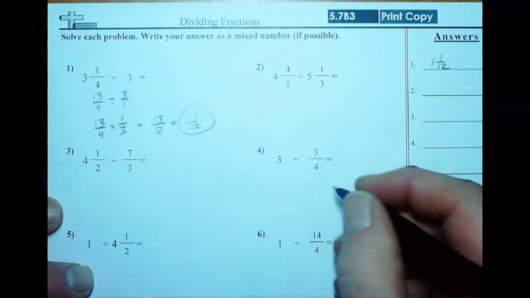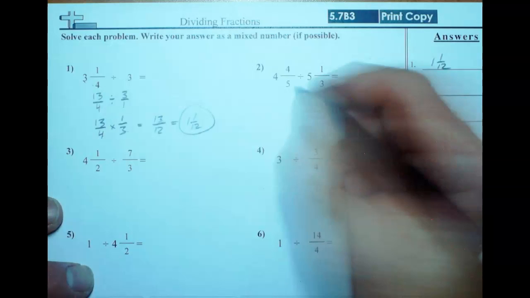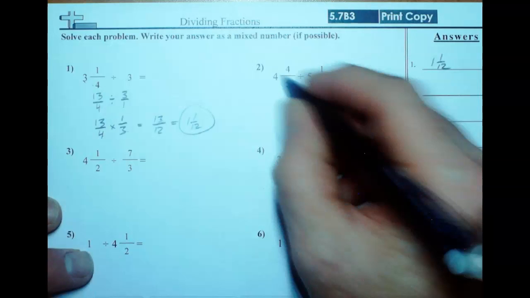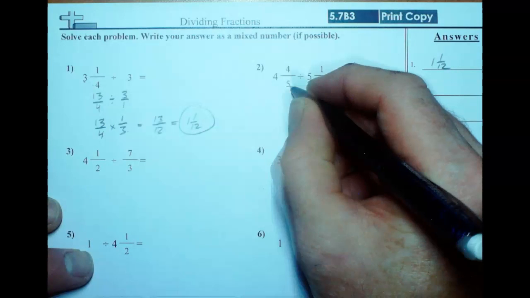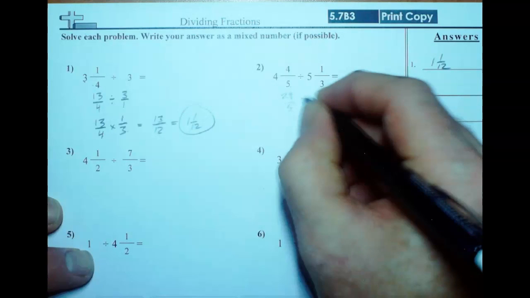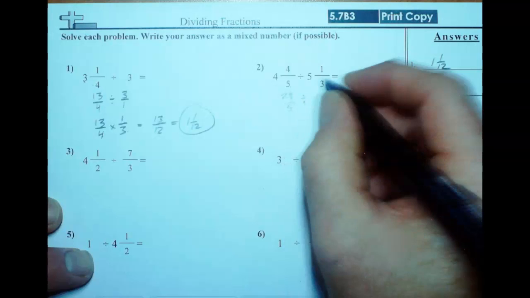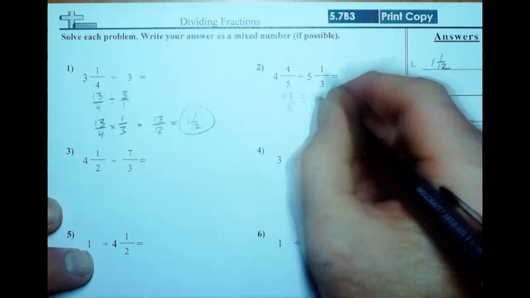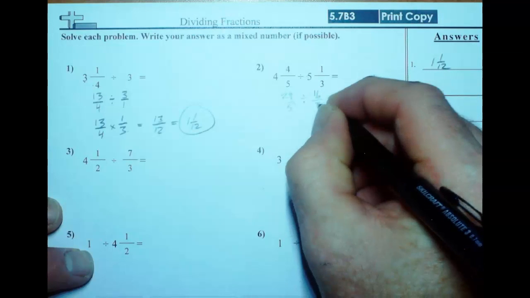All right. The next one, number 2. Now we have two mixed numbers. So 4 times 5 is 20 plus 4, so this is 24 fifths. And we're still dividing. I just rewrite it, rename them. 5 times 3 is 15 plus 1 is 16 thirds.